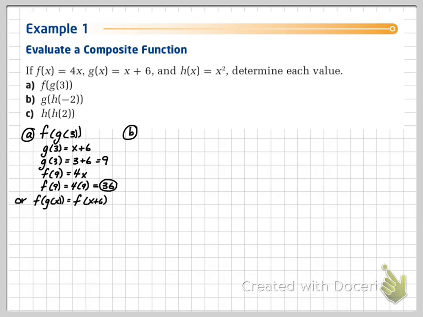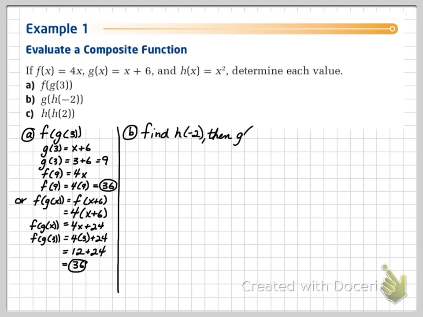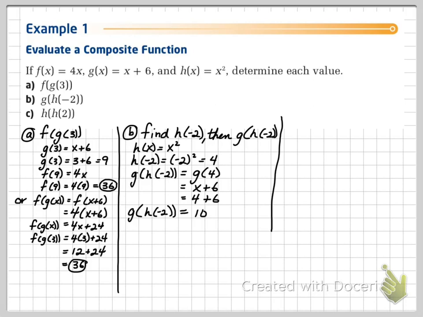Before we go on to b, we can say, using algebra, f of x plus 6 is going to be 4 times x plus 6, or 4x plus 24, and 4 times 3 plus 24 is 12 plus 24 is 36. So both ways it can be calculated. In b, we need to find h of negative 2, and then g of h of negative 2. H of x is going to be x squared. H of negative 2 is negative 2 squared, which is, of course, positive 4. And now g of h of negative 2 is g of 4, and that's 4 plus 6, which is going to be 10.